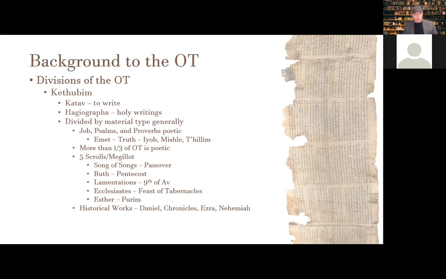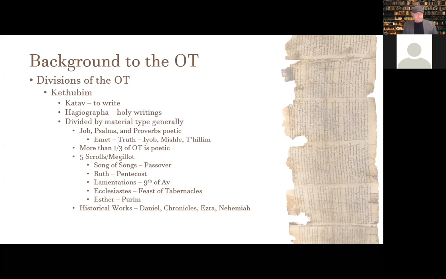And then later we have the historical works of Daniel, Chronicles, Ezra, and Nehemiah. Now there are some questions concerning these historical works. Why is Chronicles, when it tells generally the same story as Kings, not grouped with the former prophets? Why is Daniel not prophetic in nature? And why are Ezra and Nehemiah not the same?